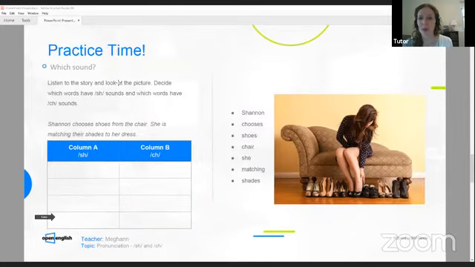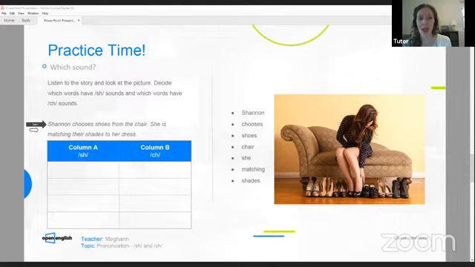Let's practice these sounds. Okay, so we want to practice identifying the sound. Which sound? Listen to the story and look at the picture. Decide which words have SH sounds, shh, and which words have CH sounds, ch. Okay, so send your comments, envía tus comentarios. I will read the story with words that include SH or CH sounds.